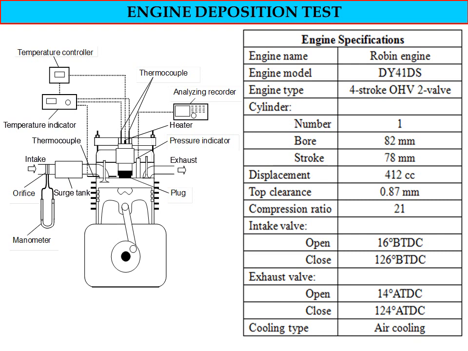Cooling type is air cooling, and the schematic diagram shows the general features of the single cylinder engine. Here we can clearly see the location of the deposition plug. And the deposition plug will have a temperature controller and also a temperature indicator to maintain the temperature at a specific temperature.